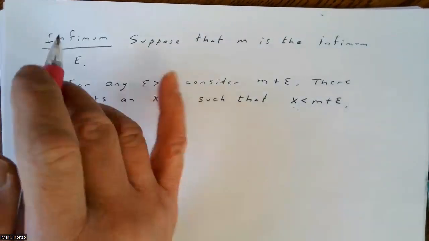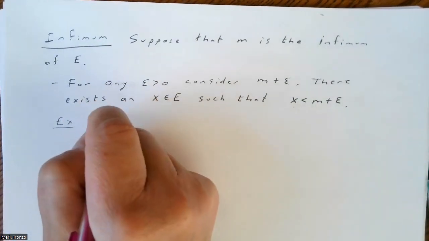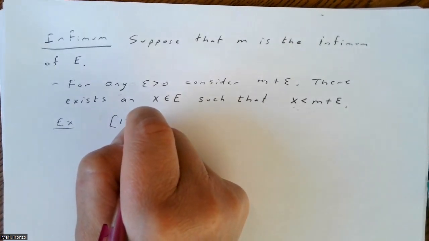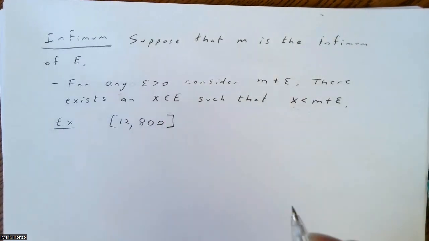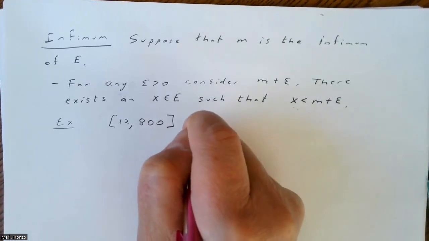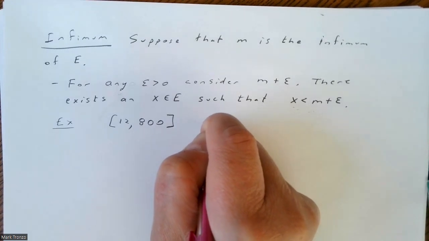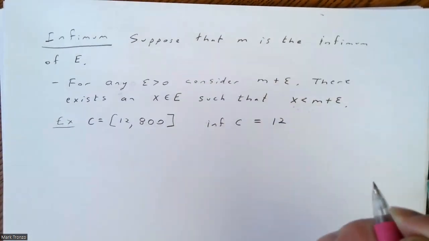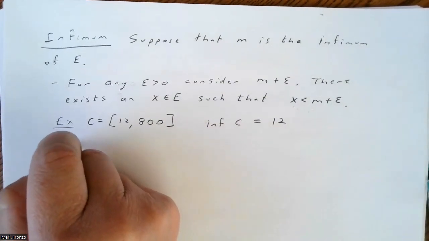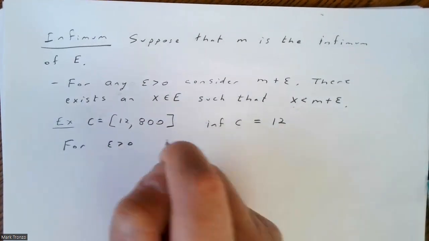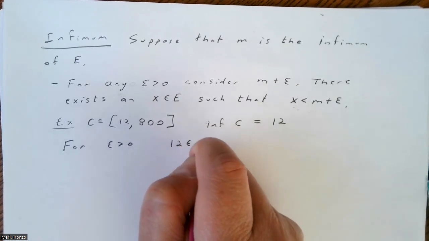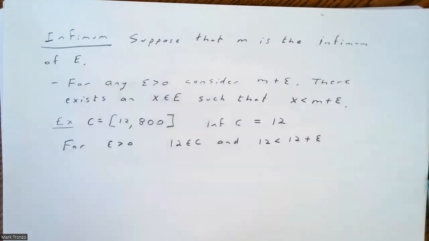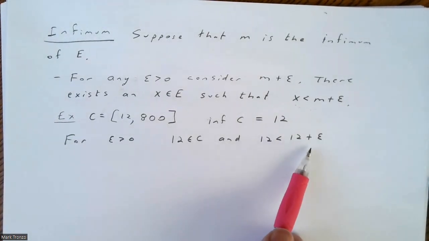So, for example, if you have maybe this interval 12 to 800, let me call this set C. The infimum of C is equal to 12, and for epsilon greater than 0, 12 is in the set, and 12 would be less than 12 plus that epsilon. So in other words, take the infimum, add anything to it, you'll get that.